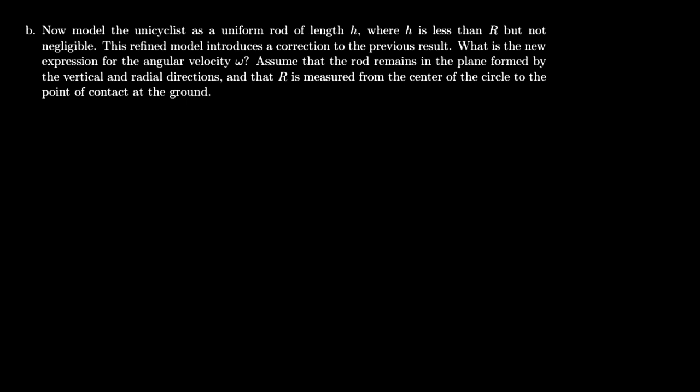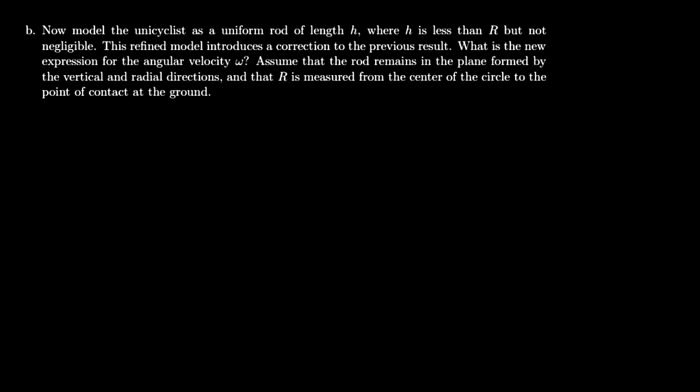So now we can consider part B of the problem. The problem now says model the unicyclist as a uniform rod of length h, where h is less than r but not negligible. This refined model introduces a correction to the previous result. What is the new expression for the angular velocity omega? Assume that a rod remains in a plane formed by the vertical and radial directions, and that r is measured from the center of the circle to the point of contact at the ground.